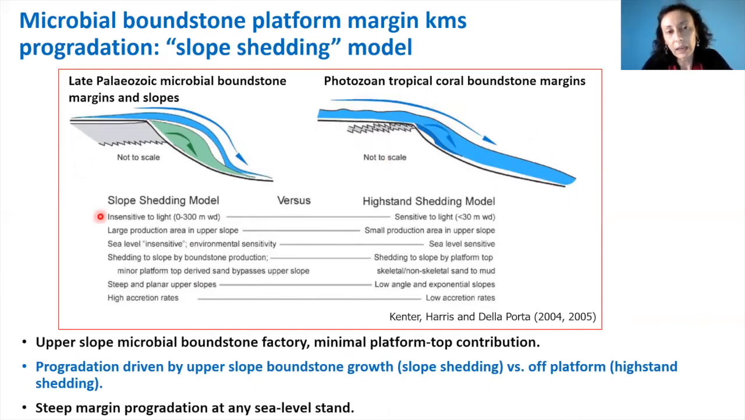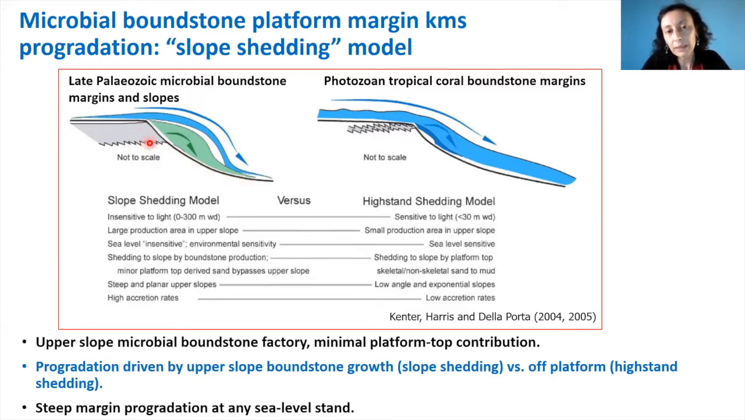The model of the slope shedding that characterized mostly late Paleozoic, but also early Mesozoic high relief platform with microbial boundstone at the margin consists of a carbonate system where the carbonate factory on the slope extends down to 300-400 meter depth, and most of the slope is actually sourced by the boundstone, the microbial boundstone in the upper part of the slope that produces the talus breccia forming the lower part of the slope.